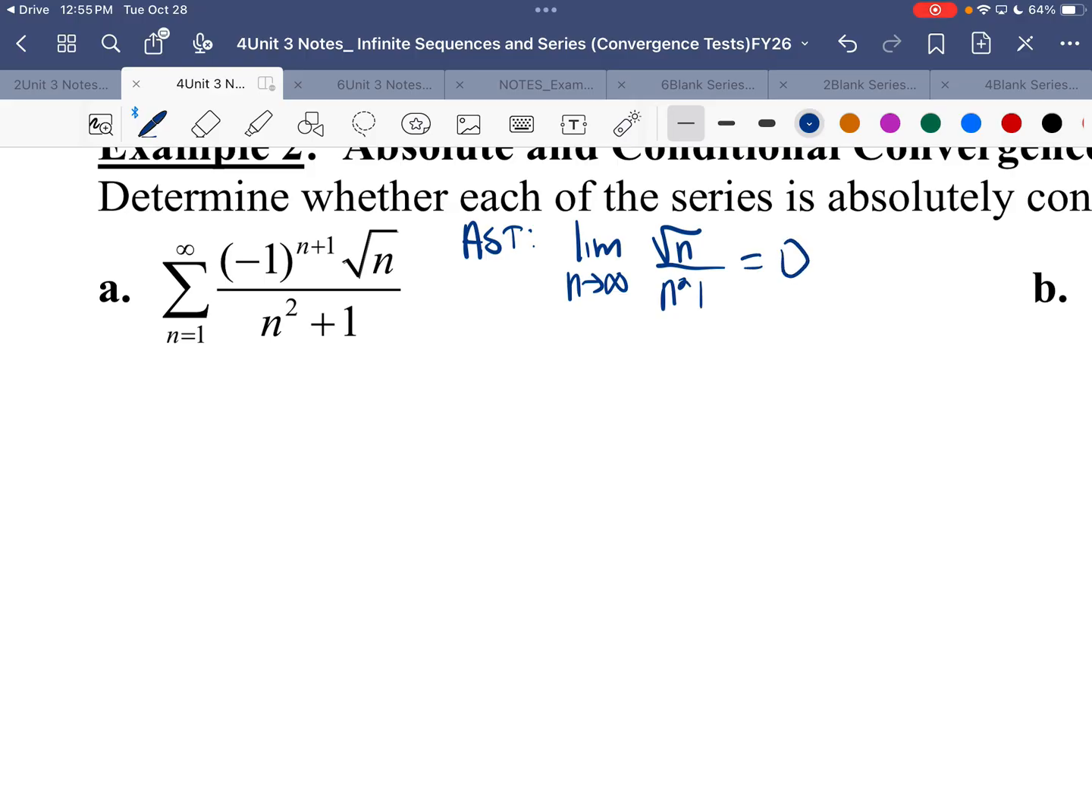Okay, wait. Pause. Which direction? Which one needs to be bigger, the original or the plus one? It needs to be decreasing. So the original needs to be higher. Okay.